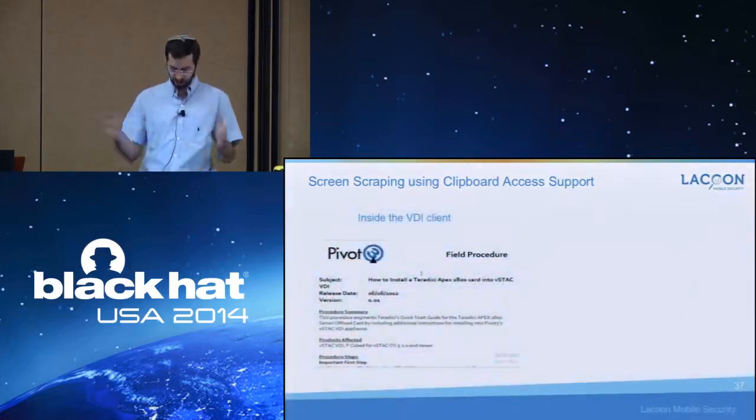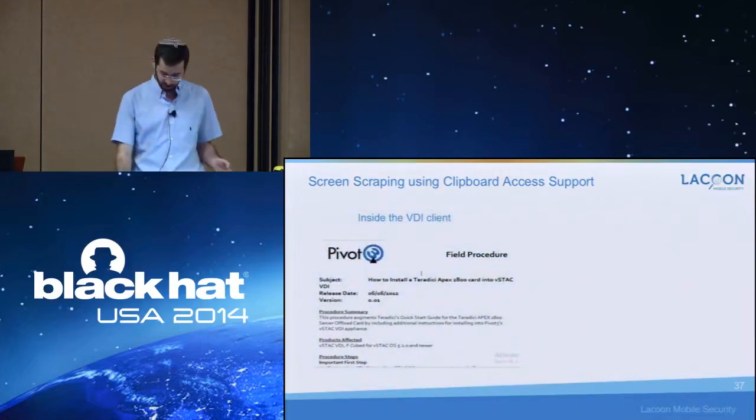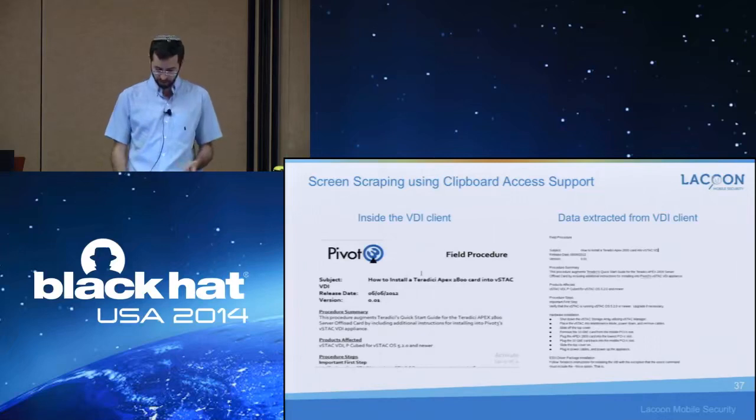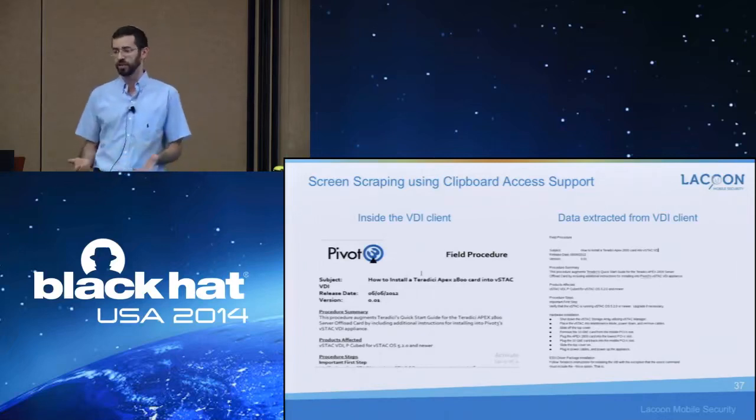Here you can see a screenshot of Pivot 3's VDI solution running in Android, and when we pull it out, you can see that the text is just thrown out very easily.